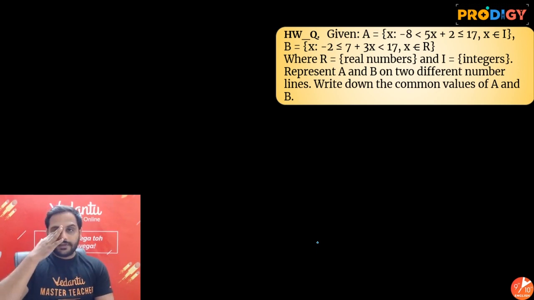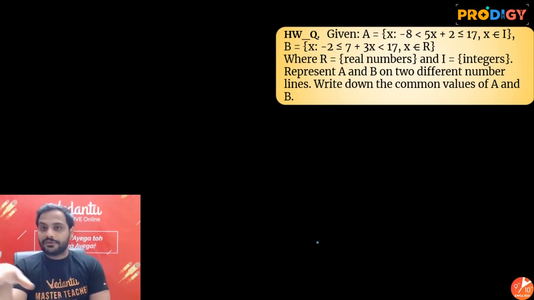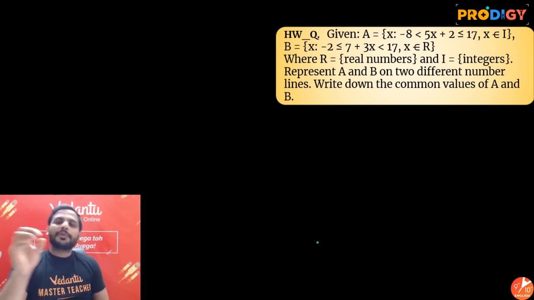Now see, the homework question I have given you, given A and B. In that kind of question, you have to find out A's value. The first inequation will give you the values of A. X belongs to I means X belongs to integers. And the second one, X belongs to real numbers. Represent A and B on two different number lines. Write down the common values of A and B.